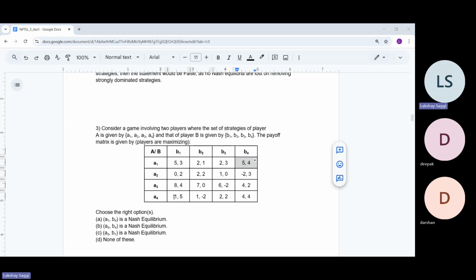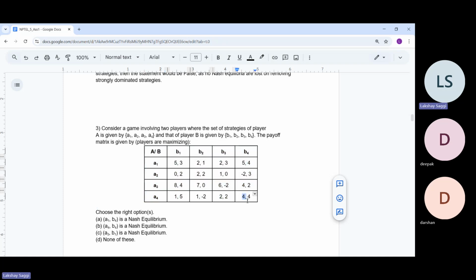Don't think of the row player as moving across these rows. You don't even need to remember whether the row player will be moving across rows or columns. Just think of these as the set of strategies for the row player. These are the row player strategies. These are the column player strategies. And these are the payoffs for the corresponding strategy profiles. So if the strategy profile was A4 comma B4, this was the payoff. But if the strategy profile is A1 comma B4, then the payoff is this. So initially the payoff was this for the row player.